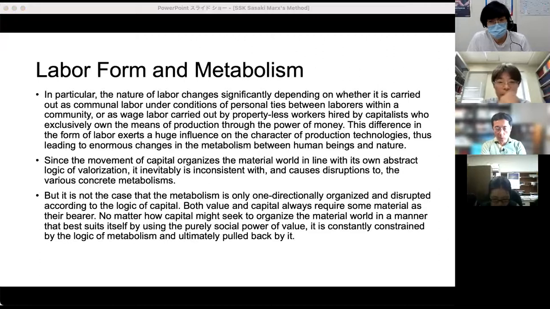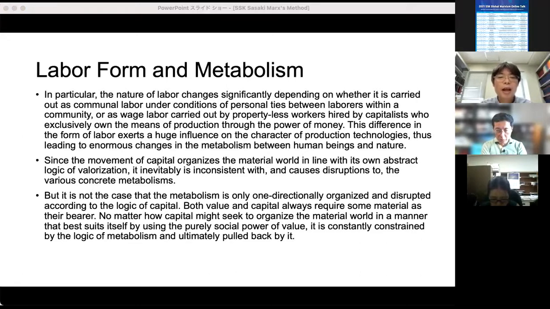In particular, the nature of labor changes significantly depending on whether it is carried out as communal labor within a community or as wage labor carried out by property-less workers hired by capitalists. This difference in the form of labor exerts a huge influence on the character of production technologies, thus leading to enormous changes in the metabolism between human beings and nature.